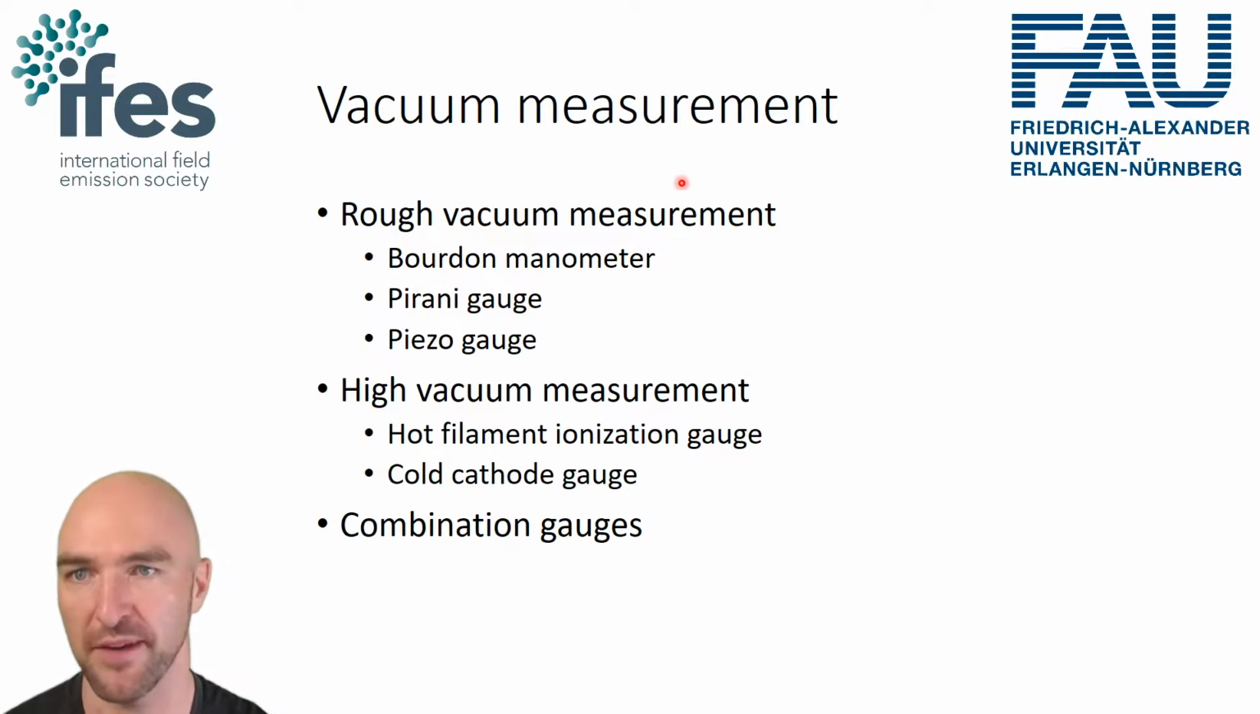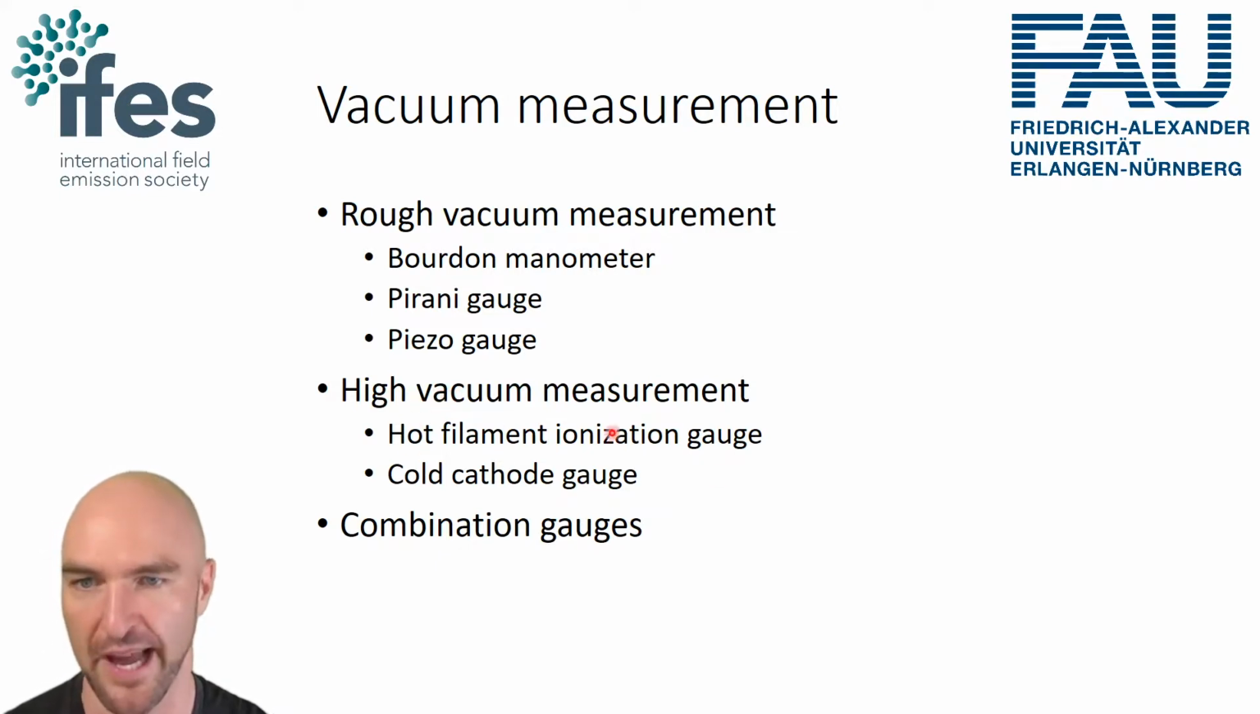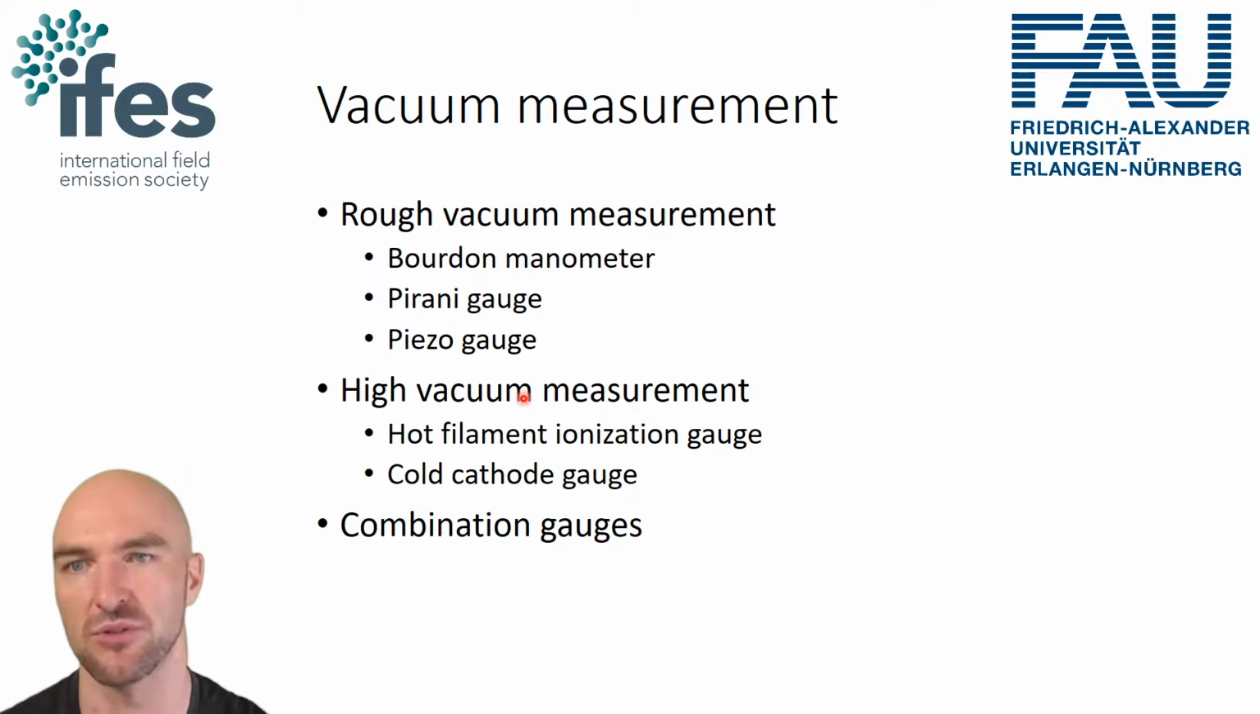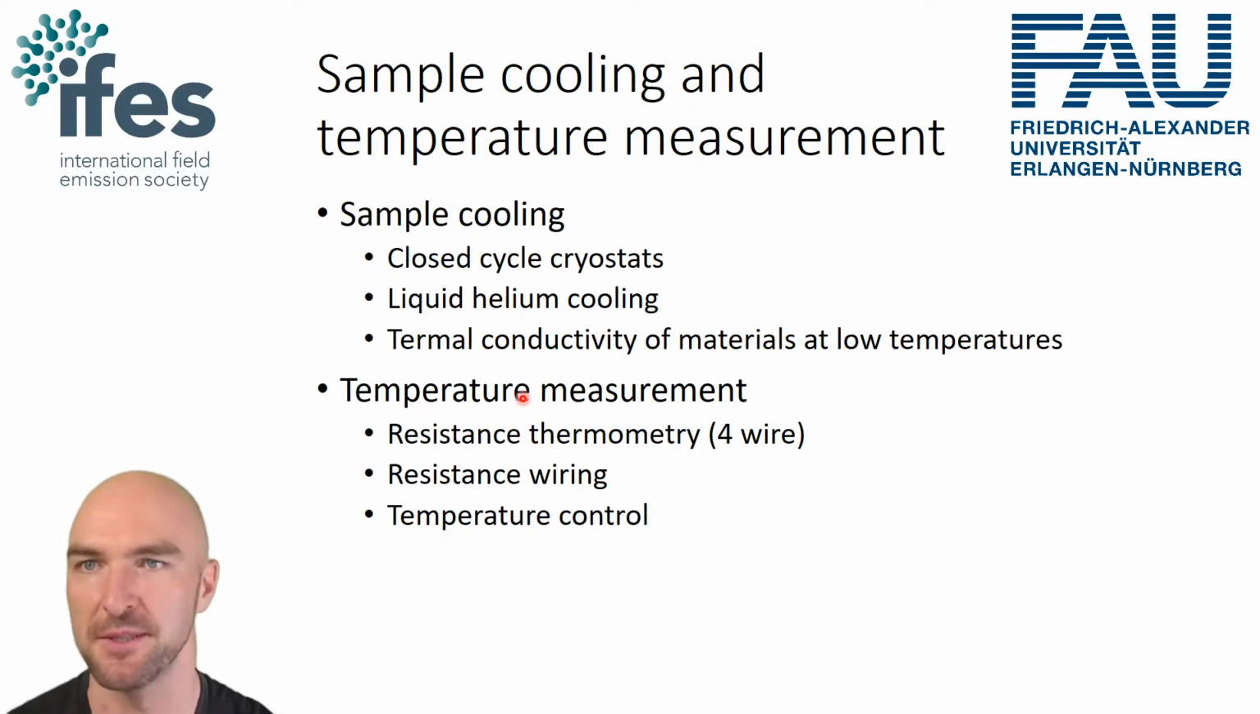Then we'll go into vacuum measurement and look into rough vacuum measurement, so anything down to about 10 to the minus 4, 10 to the minus 5 millibar, and then high vacuum measurement, which means we have some kind of ionization gauges, and then combination gauges, which combine a rough and a high vacuum measurement, because they're also very frequently used in ultra-high vacuum systems. And you will find them on both commercial atom probes and non-commercial atom probes.